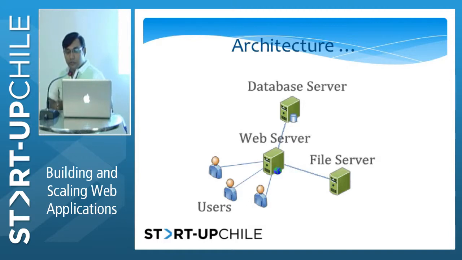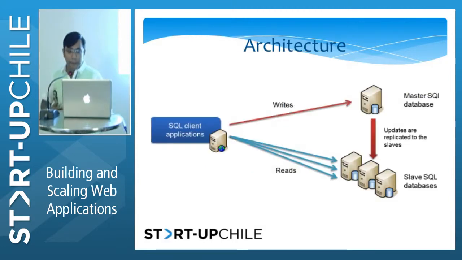Then the other server I spoke of was a file server, where you split out all the static content and put it away, which doesn't need to be processed by Apache. Then the next phase is where eventually there'll be load on the database, and what we do is we keep one server where all the data is being written.